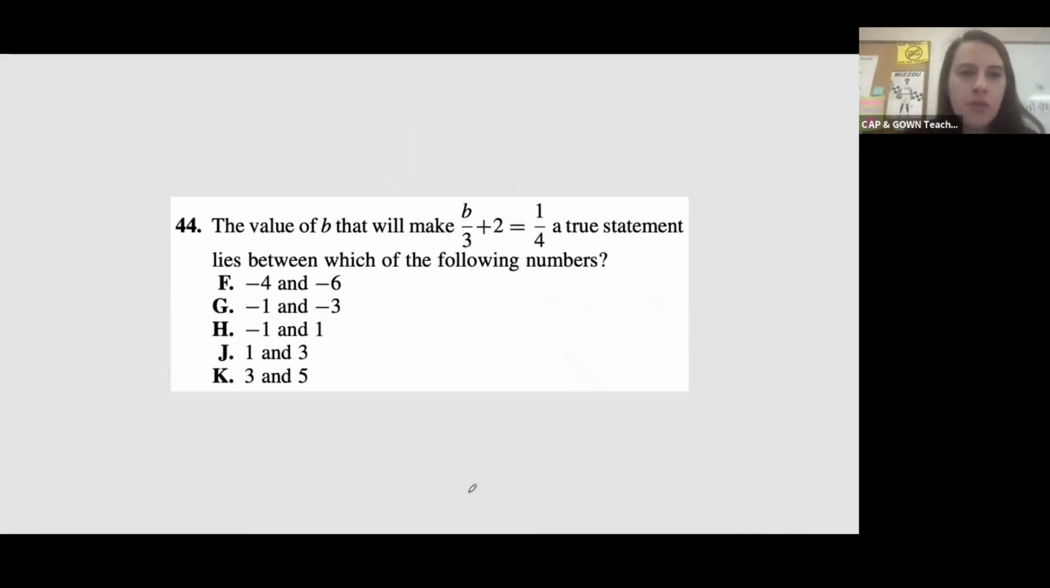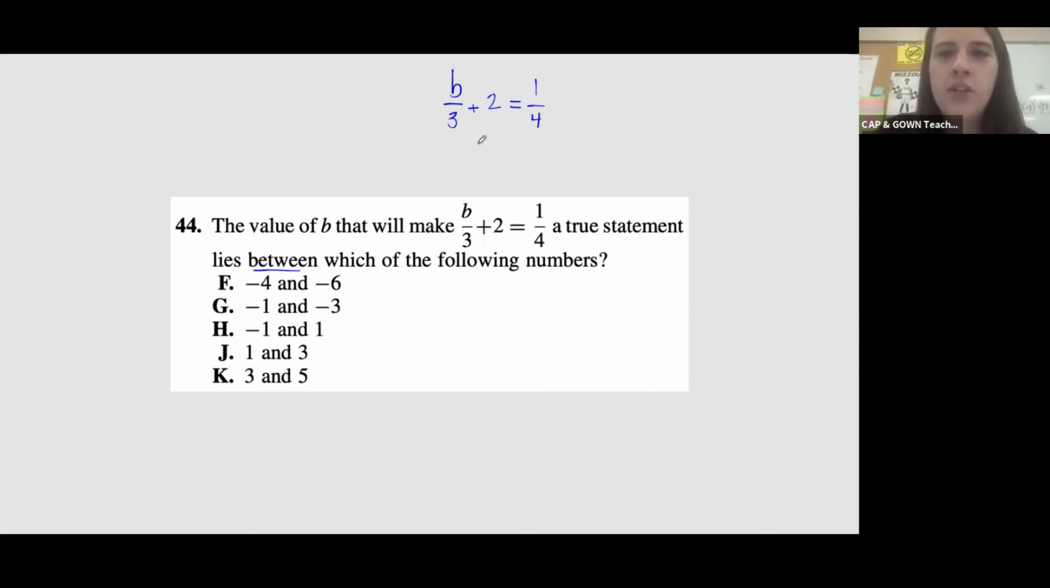All right. The value of B that will make b/3 plus 2 equals 1/4 a true statement lies between the following numbers. So this is a fancy way, ACT trying to get fancy and confuse you. This is just solving an equation. We are just going to solve for B. We know already, if it lies between two numbers, it's not going to be a whole number, and that's okay.